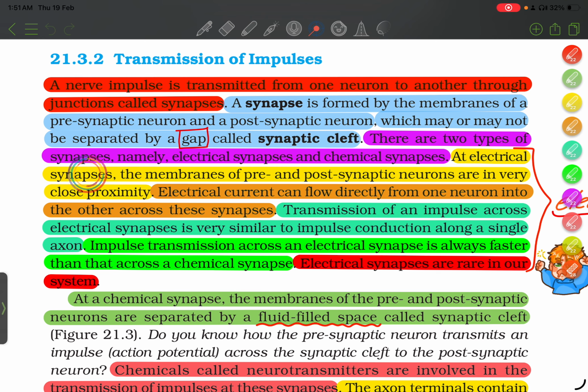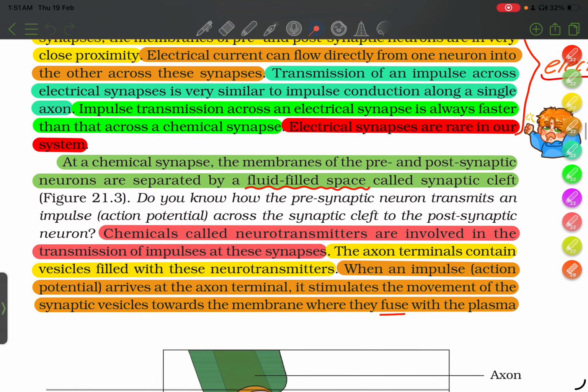At an electrical synapse, the membranes of pre and postsynaptic neurons are in very close proximity. Electrical current can flow directly from one neuron to the other across these synapses. Transmission of impulse across an electrical synapse is very similar to impulse conduction along a single axon. Impulse transmission across an electrical synapse is always faster than across a chemical synapse. Electrical synapses are rare in our system.